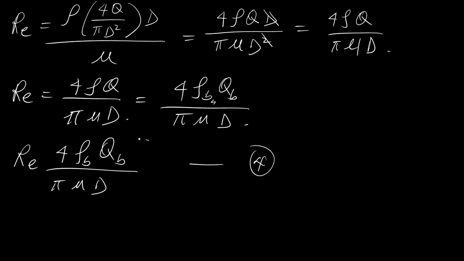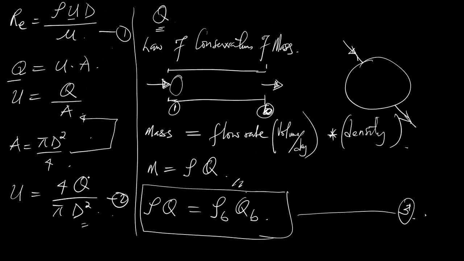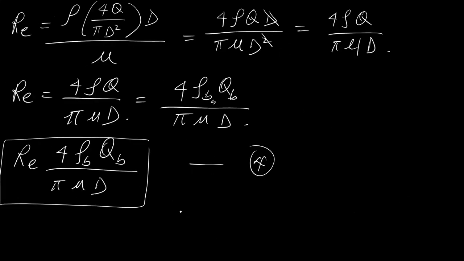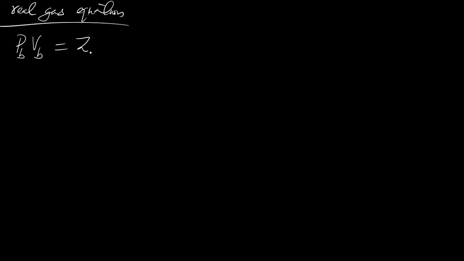So this is the fourth equation. Now, on the information given, density is not given. So now we are going to use the real gas equation here. So the real gas equation: the product of pressure and volume, in this case at the standard condition, is equal to Z, the compressibility factor at the standard condition, times n, that is the mole, times R, which is the gas constant, times T at the standard condition. These are all our standard conditions.